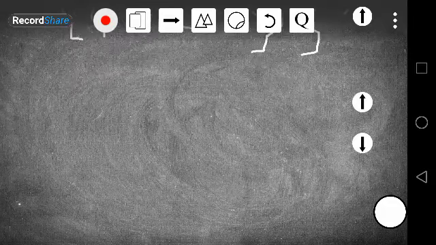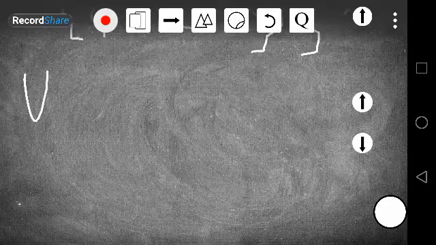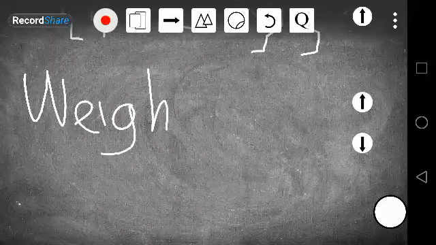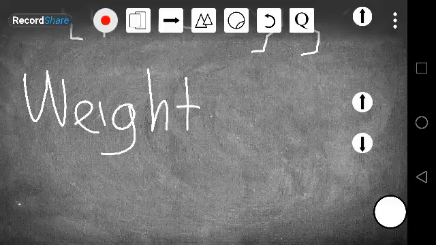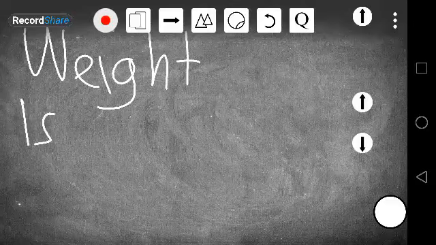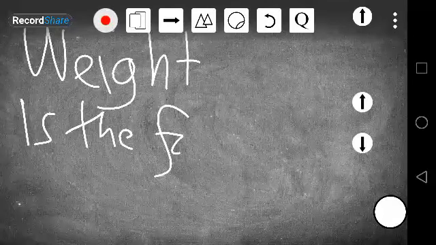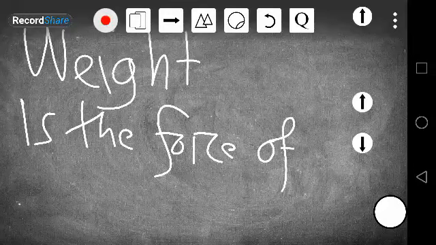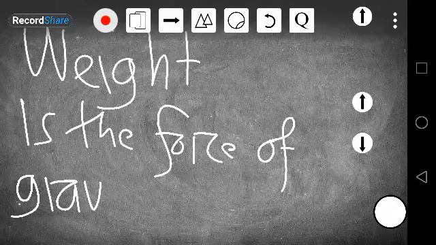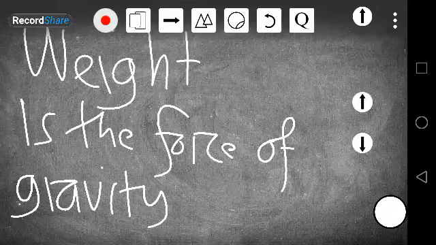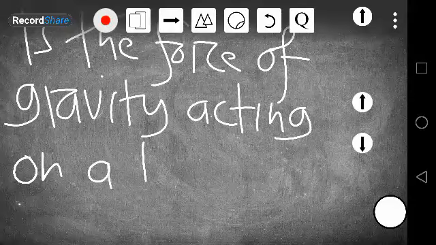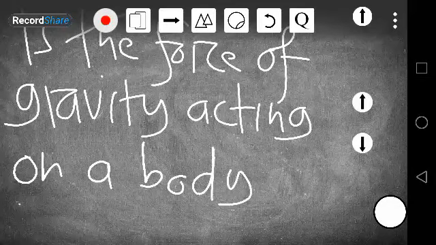We move to weight. What is weight? Weight is the force of gravity acting on a body. That is weight.